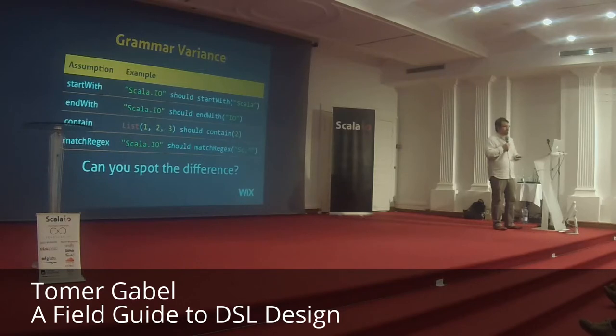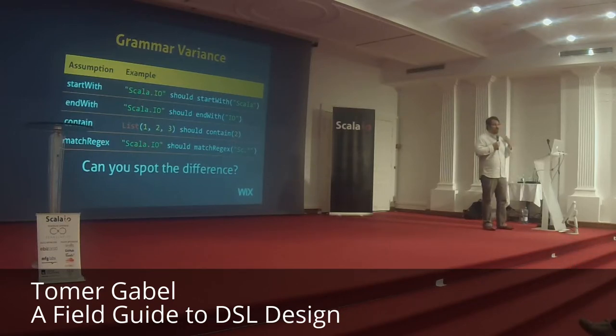Yeah? It depends on the type, on what you're trying to check. Everything depends on the type. You have a piece of data, it's typed. Some assumptions only apply to some types. That's not the difference. The difference is actually really, really trivial. There's no B. We have ScalaIO should start with Scala. There is no B. Earlier on, we had should be. Now we don't have it.